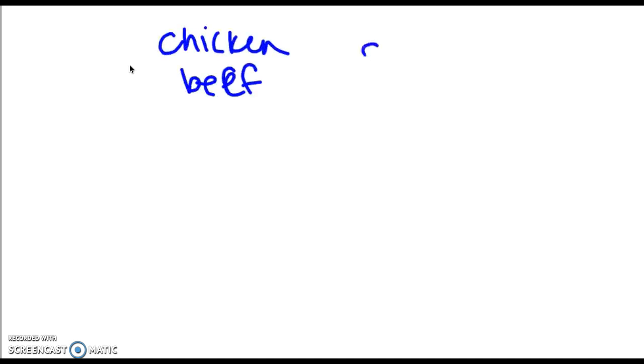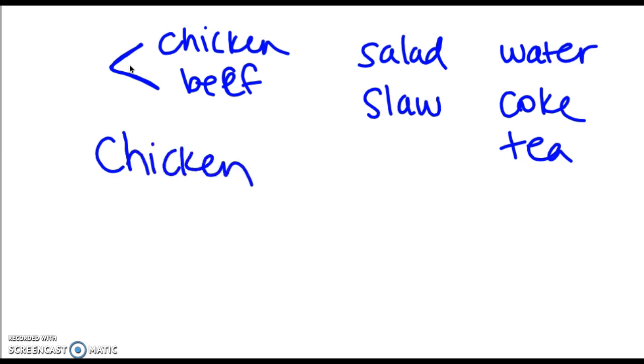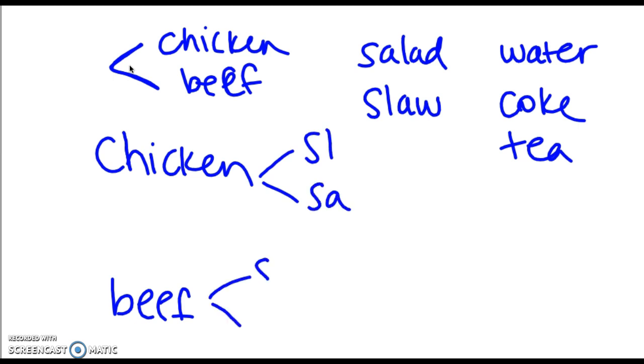We can do that by a tree diagram also. So for instance, if I have chicken and beef, and then I have salad and slaw, and then I have water, Coke, or tea. To make that tree diagram, we separate these 2 out because we can have chicken or beef. So chicken is one of them, and then we skip down and do beef as another one. From that, you can have slaw or salad from either one of those.